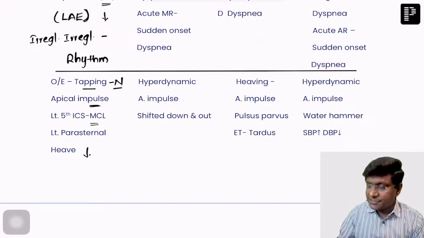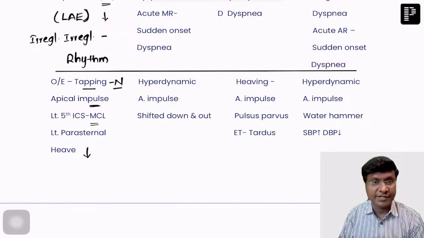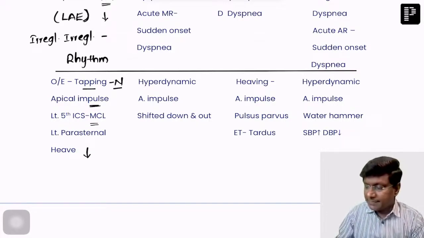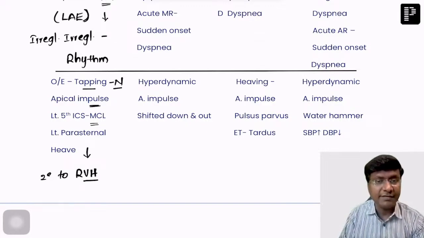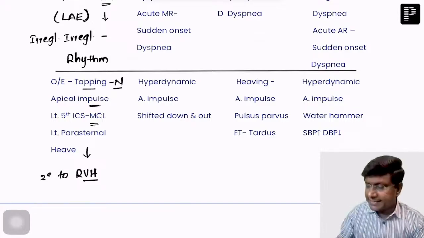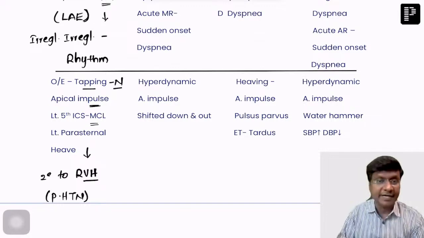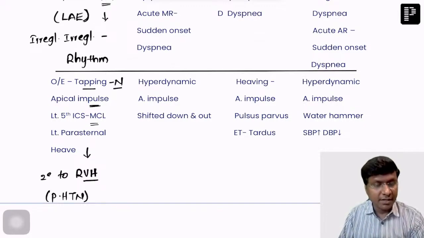Now, these patients will also have the left parasternal heave. What could be the reason for this left parasternal heave? It is secondary to right ventricular hypertrophy, because these patients develop pulmonary hypertension, and secondary to pulmonary hypertension, there will be right ventricular enlargement and right ventricular hypertrophy as well.